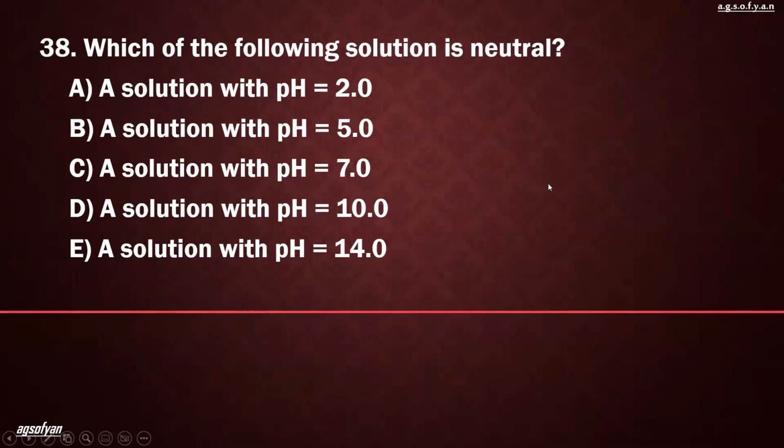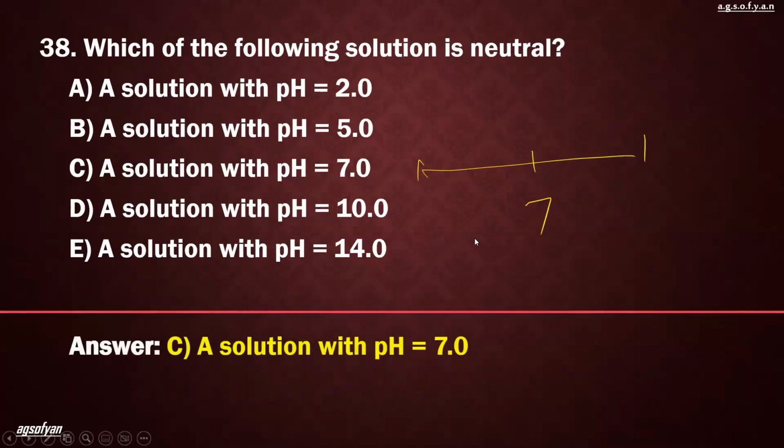Which of the following solution is neutral? 7. Okay, 7 is a neutral solution. You get this one, okay?